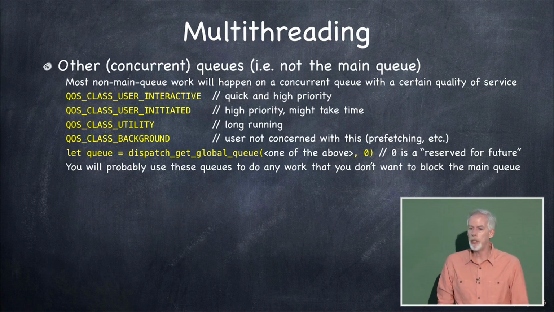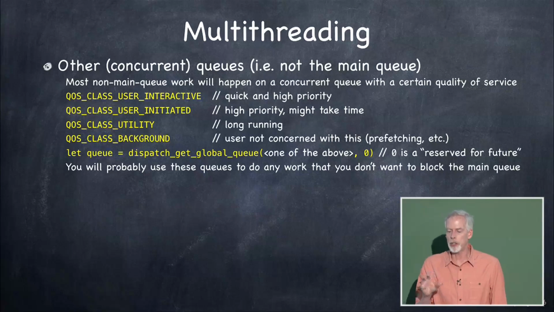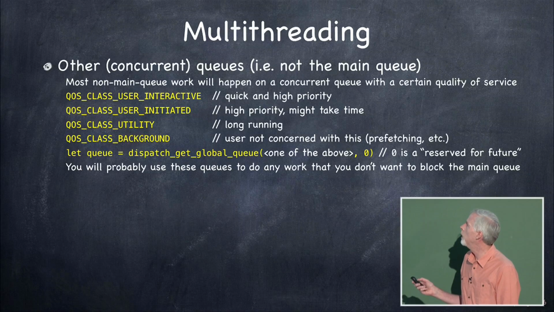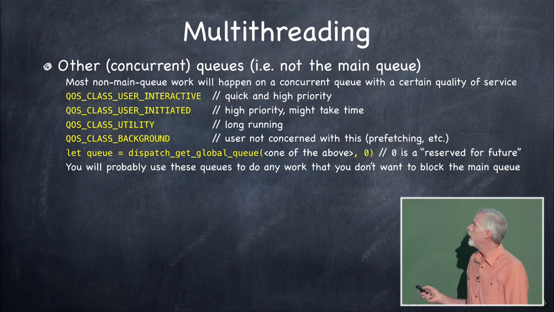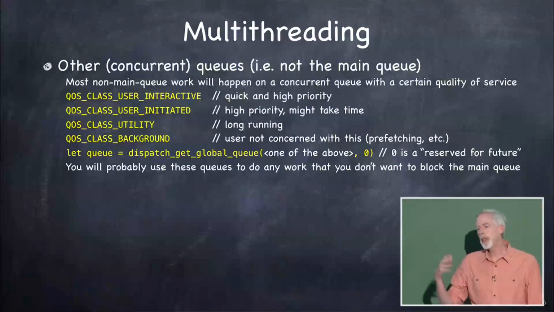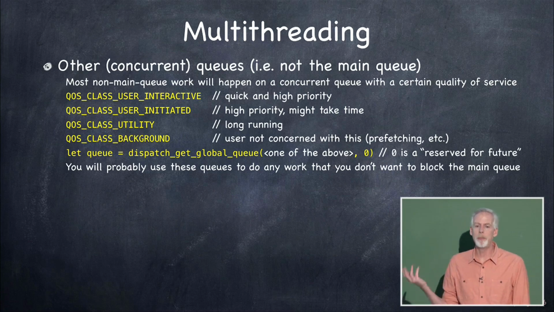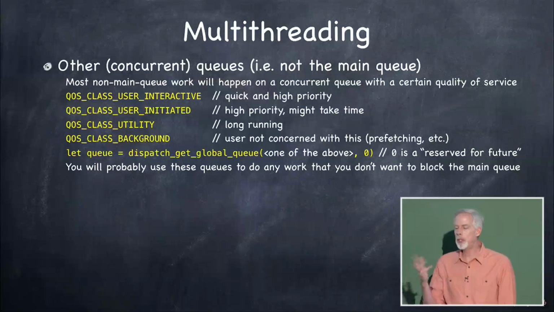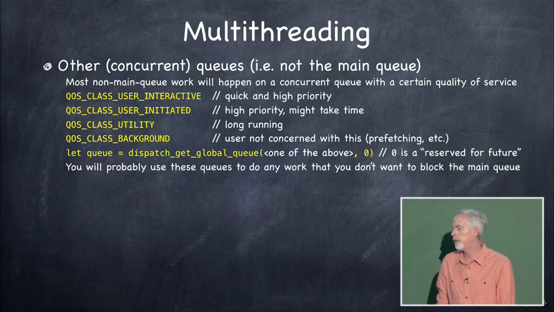User initiated means the user just asked me to do this, but it's not in the middle of an interactive event. So you can take a little bit of time, but get back to me right away because the user just asked for this right now. That's lower priority, obviously, than an interactive thing. Utility is something that usually runs in the background for a long time. Maybe it's fetching data, it's cleaning up some database somewhere. It's doing something that the user didn't ask to do, but that needs to be done for this program.